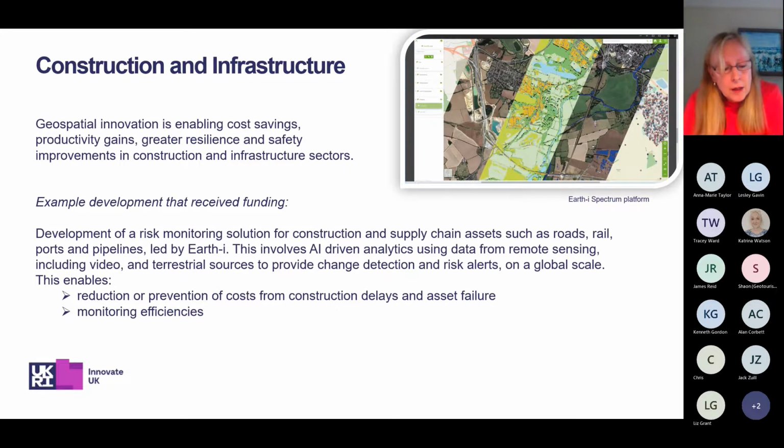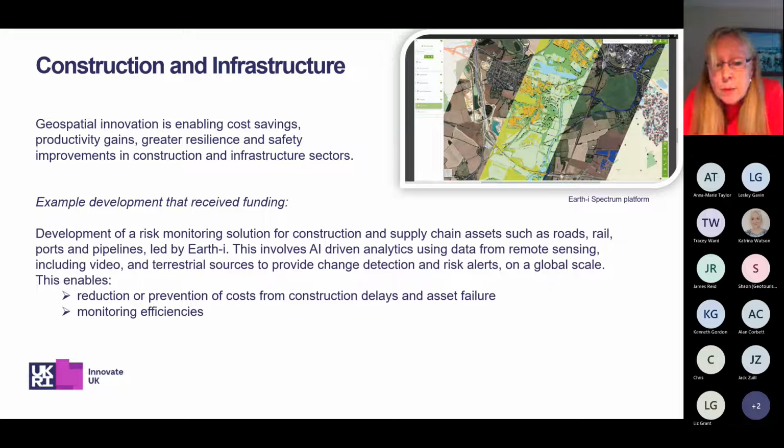Next slide, please. Again, advances in geospatial intelligence are enabling cost savings, productivity gains, infrastructure resilience and safety improvement. An example of a development that we funded was that led by EarthEye for a proactive risk monitoring solution for construction and infrastructure such as road, rail, ports and pipelines. Their AI-driven analytics using data from remote sensing and terrestrial sources provide change detection and risk alerts to help prevent or reduce costs from construction delays and asset failure.